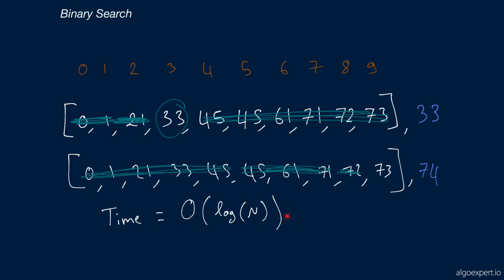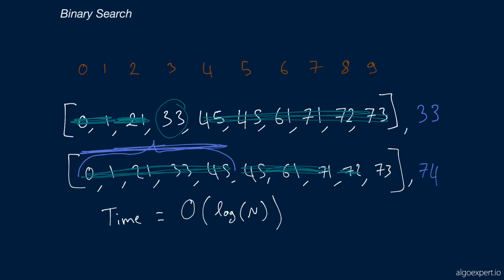So why is it O of log of n? The reason is because we are eliminating half of our input every time that we traverse through our input. If you recall, when we had this array here, let's say when we were looking for 74, we started by eliminating this entire half here, right? We eliminated this entire half of the array.